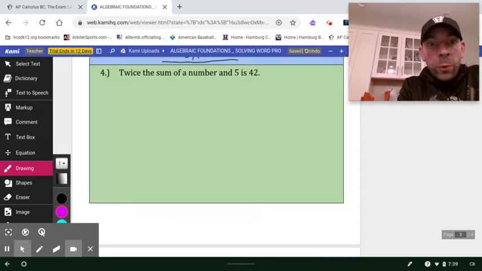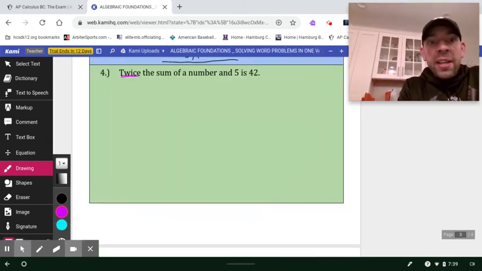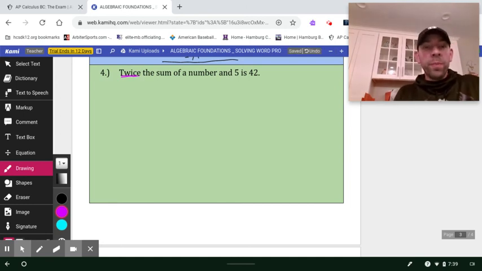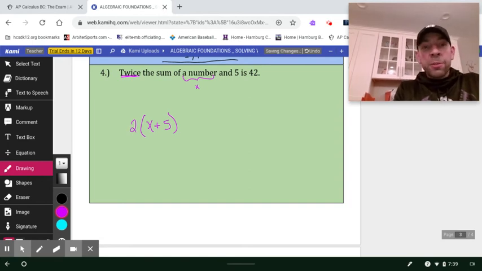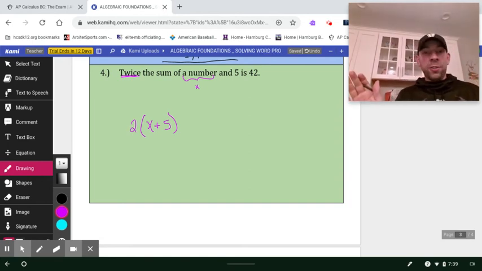Now here's a fun word in the fourth example, and that's the word twice. That implies that we're going to multiply by 2. Now notice they didn't say twice a number, they said twice the sum of a number and 5. So if we said let this number be x, we have to take that x, we're going to add 5, there's your sum, and that quantity gets multiplied by 2. Now, if I failed to put those parentheses in there, it totally changes the problem. I'm going to get a totally different answer, and that answer will not check and prove to be correct.